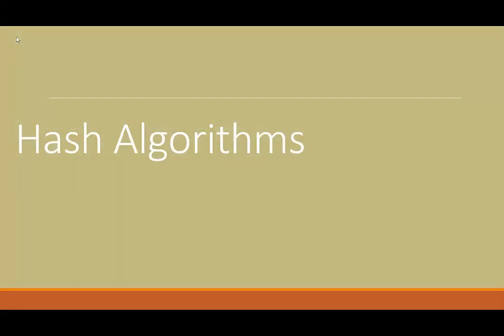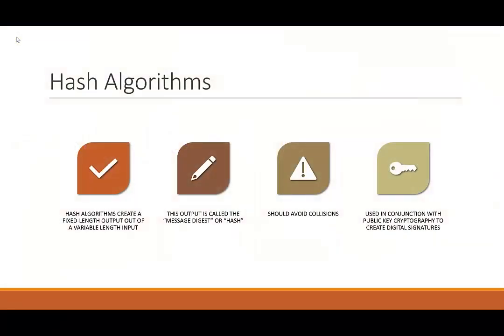Hash algorithms. Next we're going to talk about hash algorithms. Hash algorithms create a fixed length output out of a variable length input. So what does that mean? That means I could put a very large document, let's say hundreds of pages, through a hash algorithm, and I will get an output of a certain size. No matter what type of document or material I put through that hash algorithm, I will always get that fixed size, whatever that may be. That output is then called the message digest or hash. Those are just two different names for it.